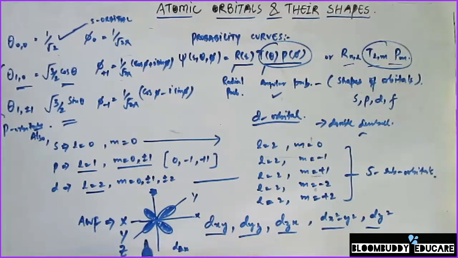The others you can draw yourself, and for this you get the negative values here, and these lobes are positive lobes. This is in a 3-dimensional space. So this shape is called the double dumbbell shape.